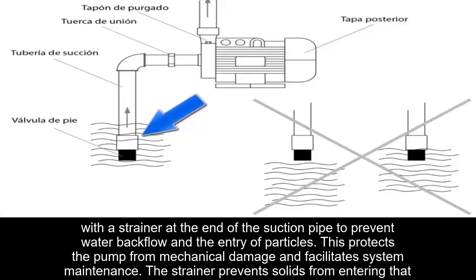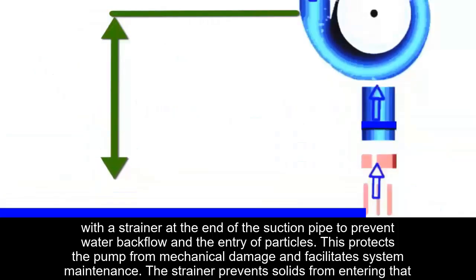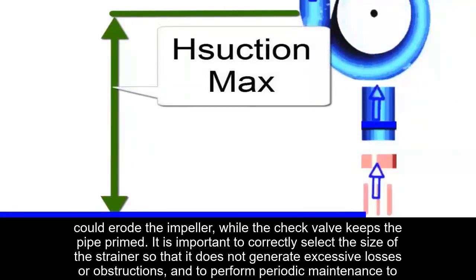D. Install a foot valve with a strainer at the end of the suction pipe to prevent water backflow and the entry of particles. This protects the pump from mechanical damage and facilitates maintenance of the system. The strainer prevents solids from entering that can erode the impeller, and the check valve keeps the pipe primed.